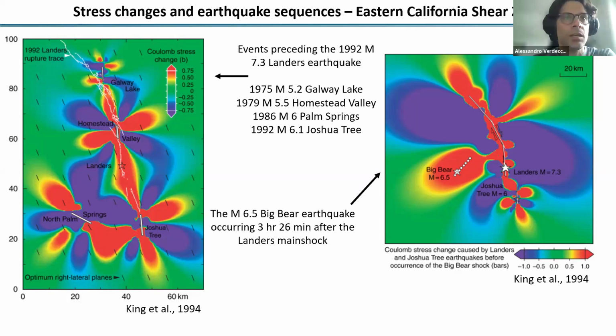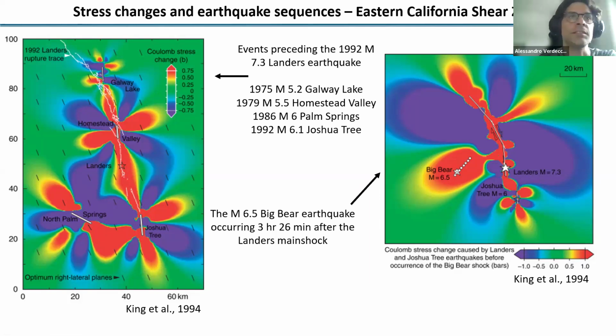earthquake, the 7.3. You can see the figure to the left. This is a model basically of the Coulomb stress changes due to these 4 earthquakes, 1975, 1979, 1986, and 92. Events in the Eastern California shear zone. They all preceded the famous 92 Landers earthquake, which occurred right here, where you can see the star. And the conclusion of this paper is that all these preceding main shocks created a region of stress increase right where the Landers earthquake nucleated.